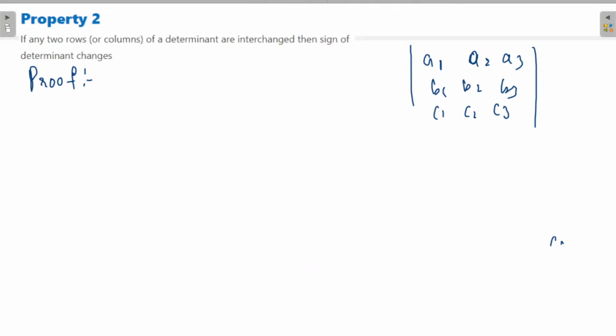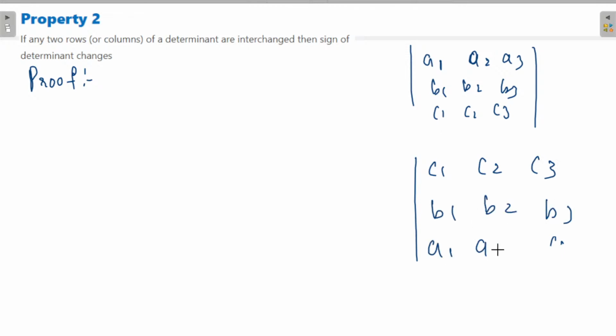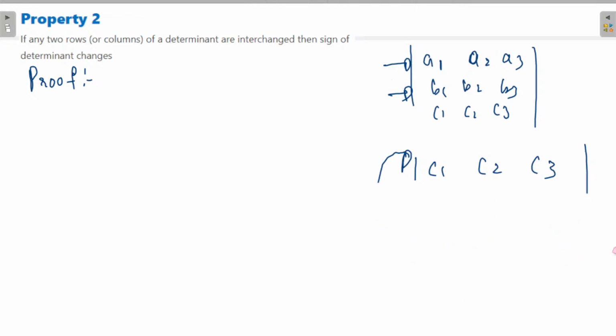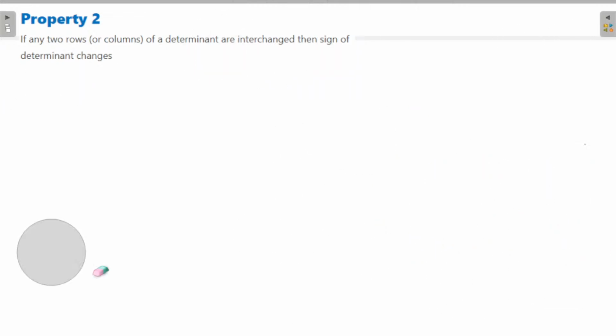Okay, it's not like that. Here we'll interchange any two rows. It is C1, I will do like this: B1, B2, B3, A1, A2, A3. We will interchange any two rows. What value do we get? They are saying that if we interchange any two rows, the sign of the determinant will change. Let's see what happens. So, students, let us take the proof.